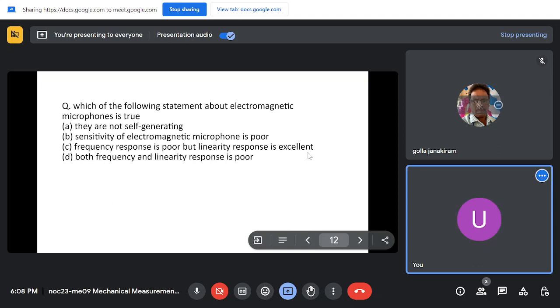Moving on, which of the following statements about electromagnetic microphone is true? So you have four options, and we have to select which one is true for electromagnetic microphones. A, they are not self-generating. If it's not self-generating, it means you have to give an external power. B, sensitivity of electromagnetic microphone is poor. C, frequency response is poor but linearity response is excellent. And D, both frequency and linearity response is poor.